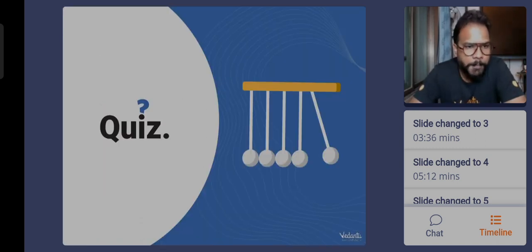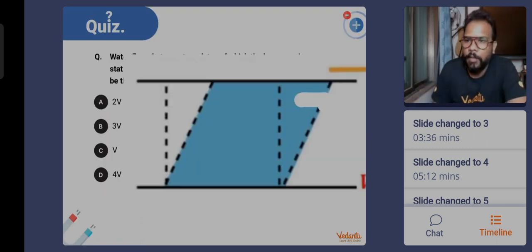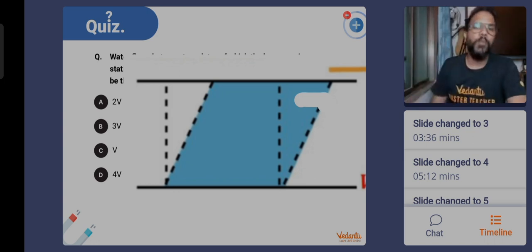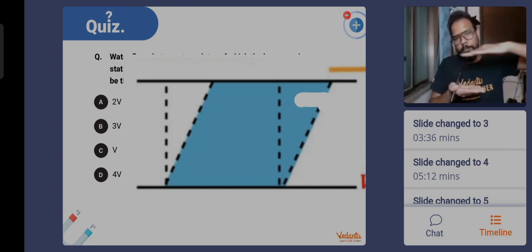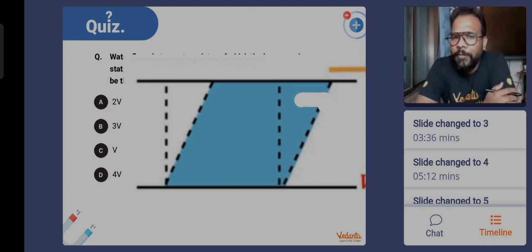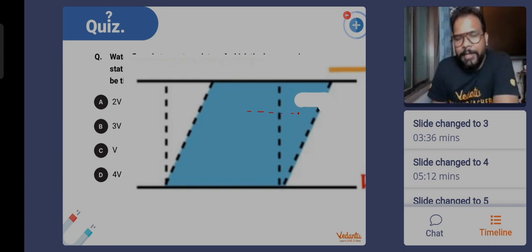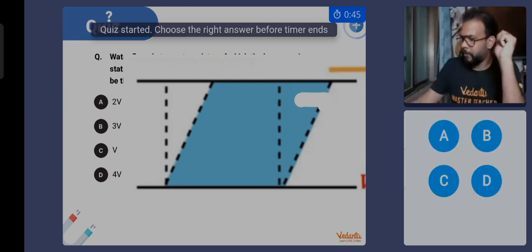Everyone, try to answer this question now. Question for all of you. Water flows between two plates, of which the lower one is stationary and the upper one is moving with the velocity v. So the bottommost plate is stationary, the topmost plate is moving with the velocity v. What will be the velocity of the topmost layer of the liquid which is in contact with the upper plate? That is what you have to comment on. Giving you 45 seconds, and the time starts in 3, 2, and 1.